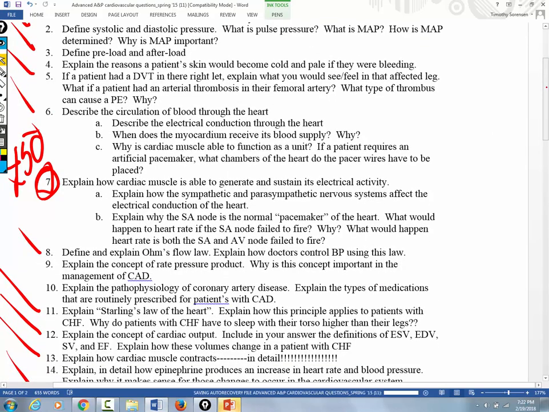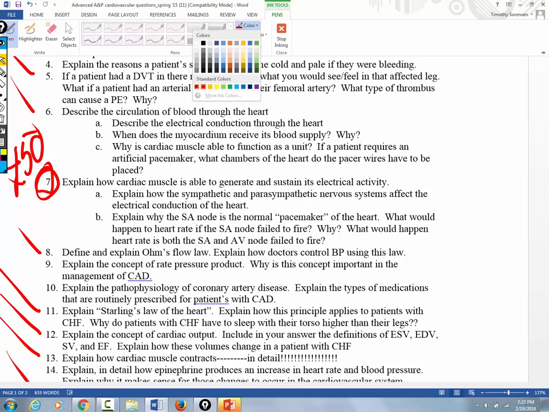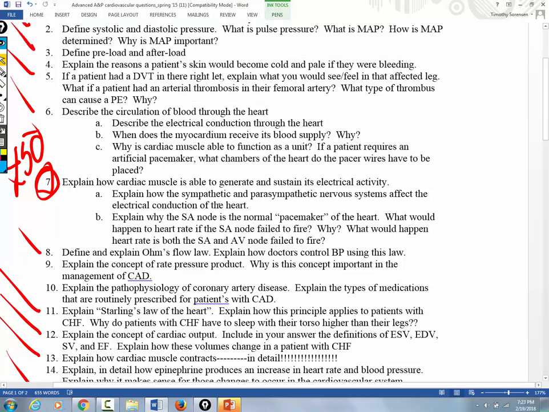So how I ask the question is, explain how cardiac muscle is able to generate and sustain its electrical activity. That's the same thing as saying, cardiac action potential. Got me? All right. This is 450 big ones. This 7 and A and B, 400. It's going to be on there, just so you know.